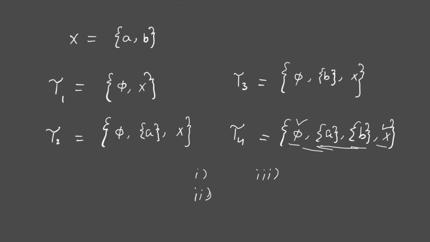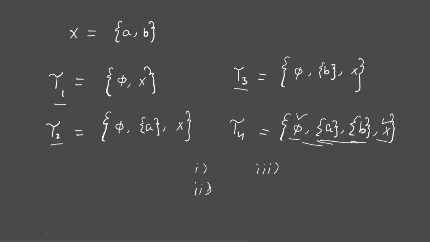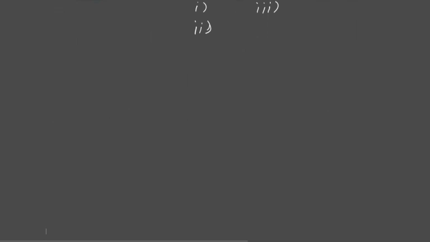In a similar way, we can check that tau3 is a topology, tau1 is a topology, and tau2 is a topology. Now we define the different terms which are used in topology. Here we are defining a slightly different topology, a different space, and this space is called the Sierpinski space.